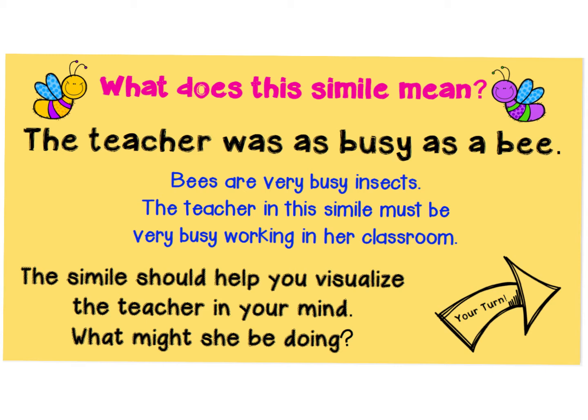What does this simile mean? The teacher was as busy as a bee. Bees are very busy insects. The teacher in this simile must be very busy working in her classroom. The simile should help you visualize the teacher in your mind. What might she be doing if she's as busy as a bee? Make that picture in your mind.